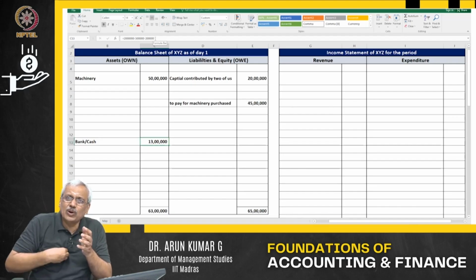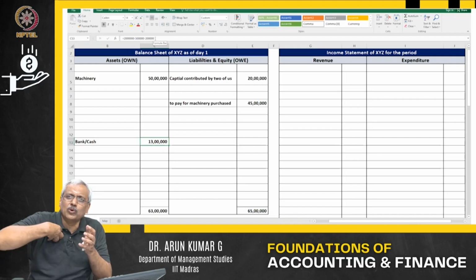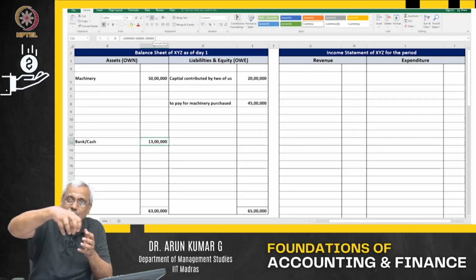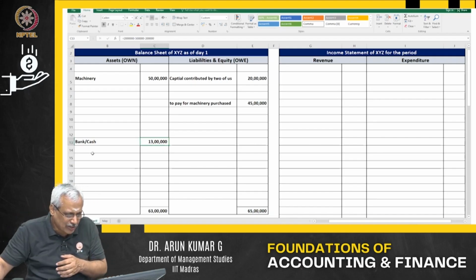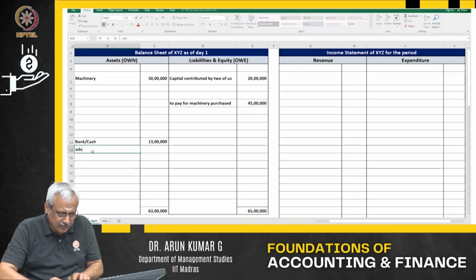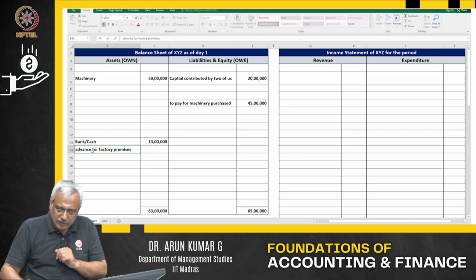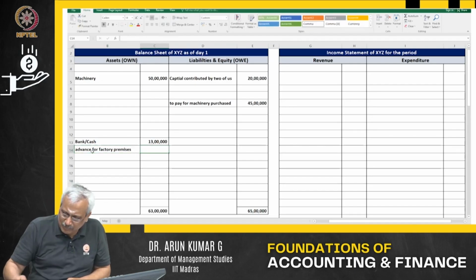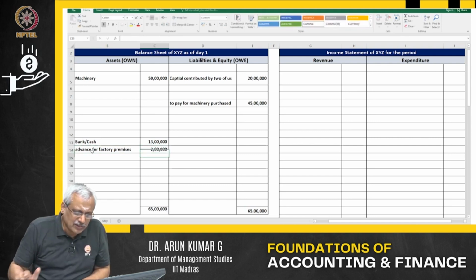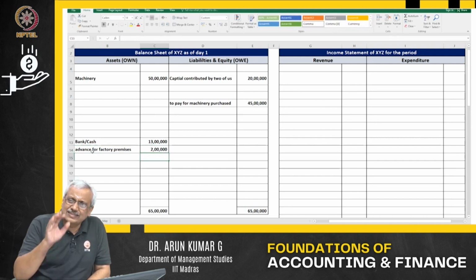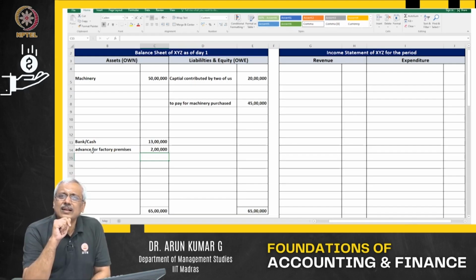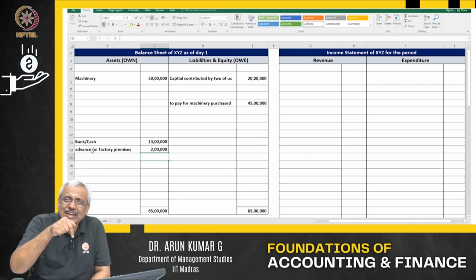So what happens? The money is owned by whom? You. Cash. You are eligible to get it back from him. So what happens? Advance. Advance is what I paid for factory premises, that is 2 lakhs. No, you don't have the 2 lakhs with you. Yes, I don't have the 2 lakhs. But the day I vacate, I will get that money back.